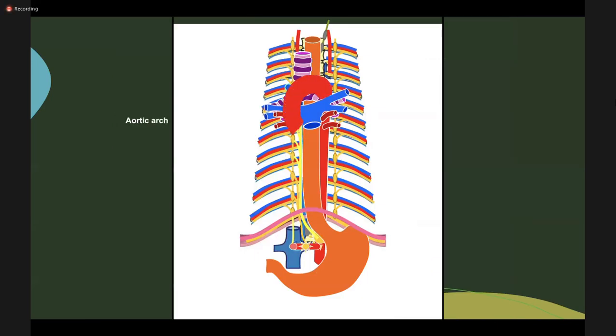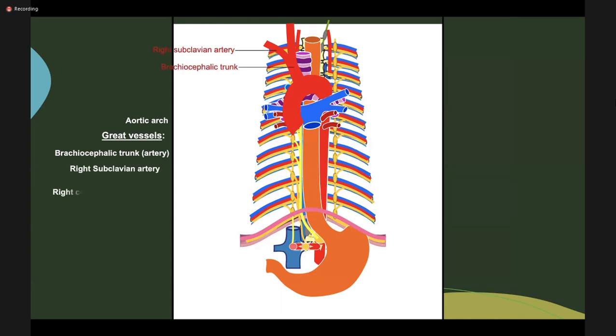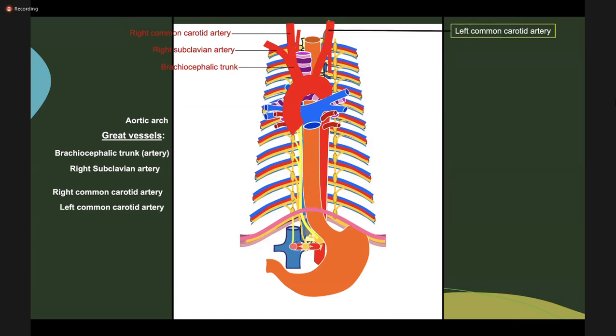We know about this structure, the arch of aorta. We know about, on the right side, brachiocephalic, right common carotid, right subclavian. Anything new here? Then we have left common carotid, left subclavian arteries.